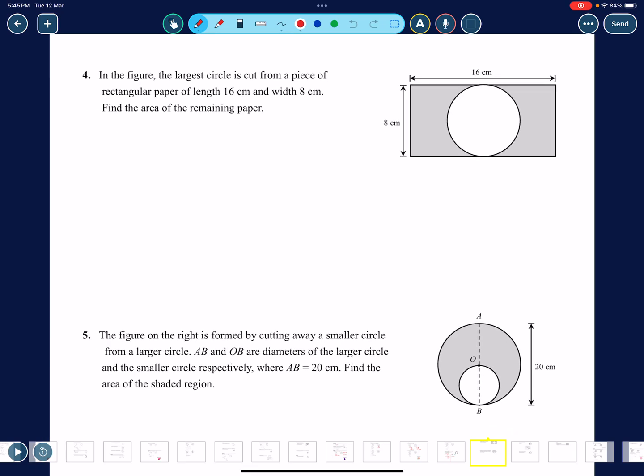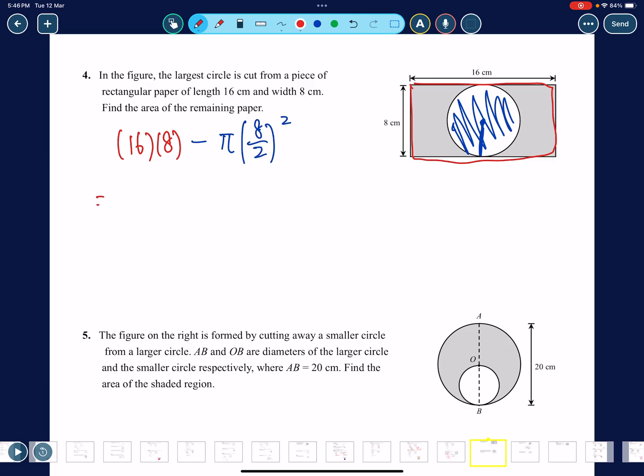Number 4, the largest circle is cut from a rectangular piece of paper with a length of 16 cm and width of 8 cm. Find the area of the remaining paper. Basically the shaded region here. How we're going to plan this is we find the area of the rectangle and then subtract the area of the circle. I think that will be the easiest pathway. So the area of the rectangle is 16 times 8, subtracting the area of the circle in the middle. Now, we need a radius, right? This is a radius here. The radius is half of 8. 8 is the diameter, the whole way, so half of that is the radius. So the radius is 8 divided by 2, squared. Put everything in the calculator: 16 times 8 minus pi times 4 squared is 77.7 cm squared, 3 SF.